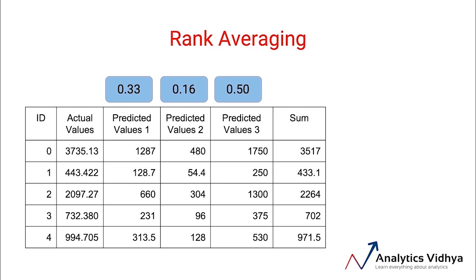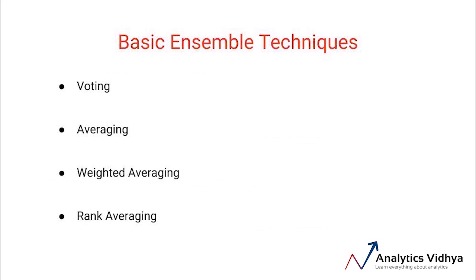So just to summarize, there are various techniques which we saw which can be used to combine the results of these models, starting from max voting. Then we looked at averaging, weighted averaging, and rank averaging. And using these techniques, we can cover classification models as well as regression models. In the next video, we'll apply these techniques to a problem and show you how they work in a particular case. Thank you.